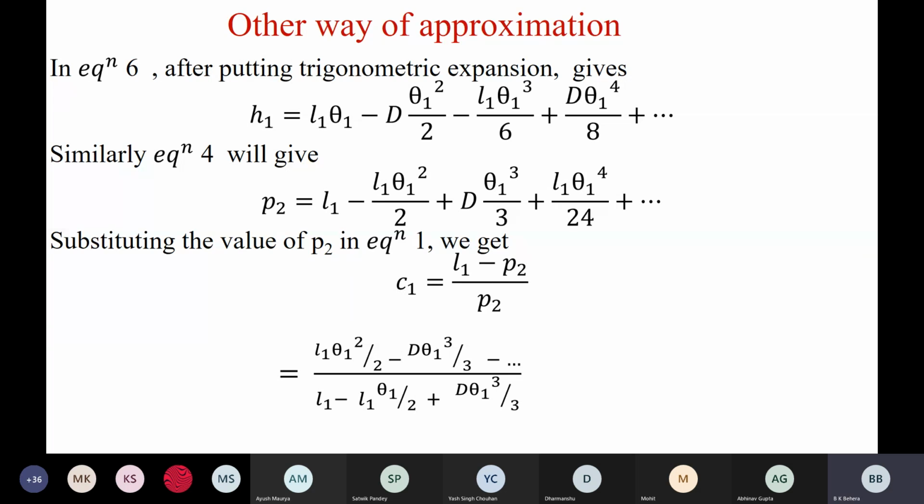Substitute the value of P2 in equation number 1. From here you can get P2. And this is equation number 1, the very first one: C1 is equal to L1 minus P2 over P2. Substitute the value of P2 in this. You will get the value of P2 from here, neglecting higher power of theta, meaning 3 and more. Then substitute this here for P2. You will get this equation.